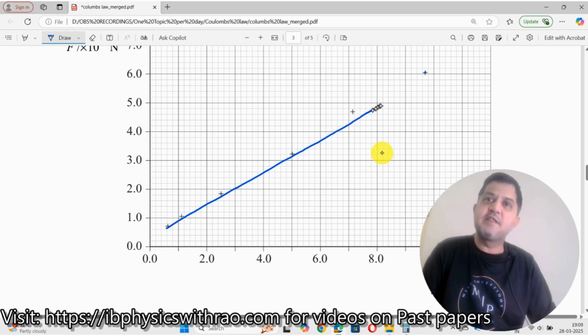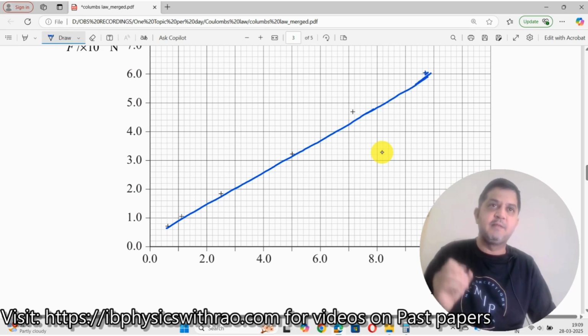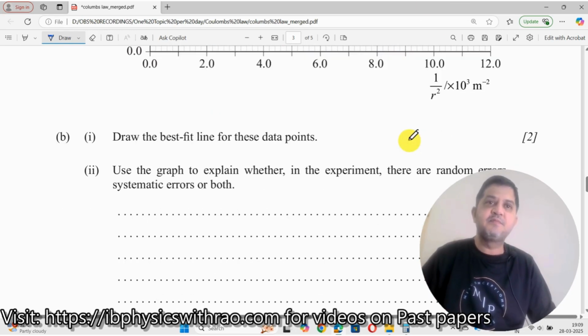Of course, I am just neglecting that line. Maybe it should be touching this, because I don't have a scale. I cannot draw it using a scale, so I am drawing it like this over here. Okay, then next.